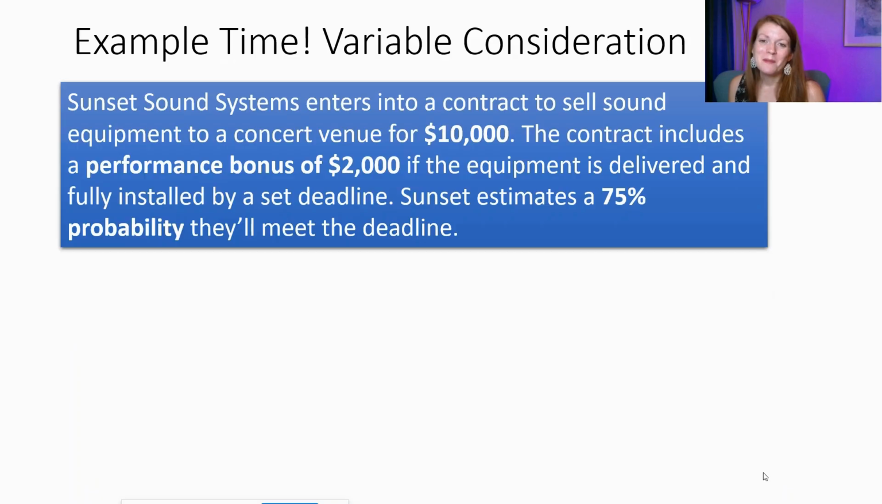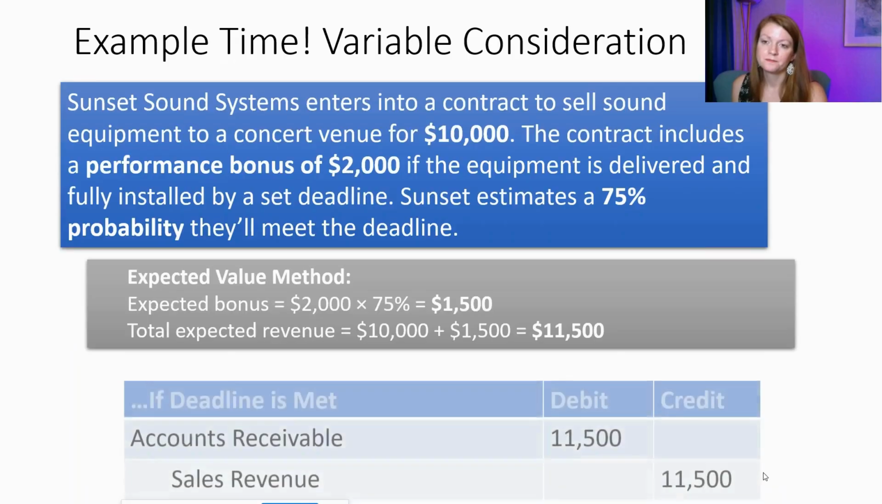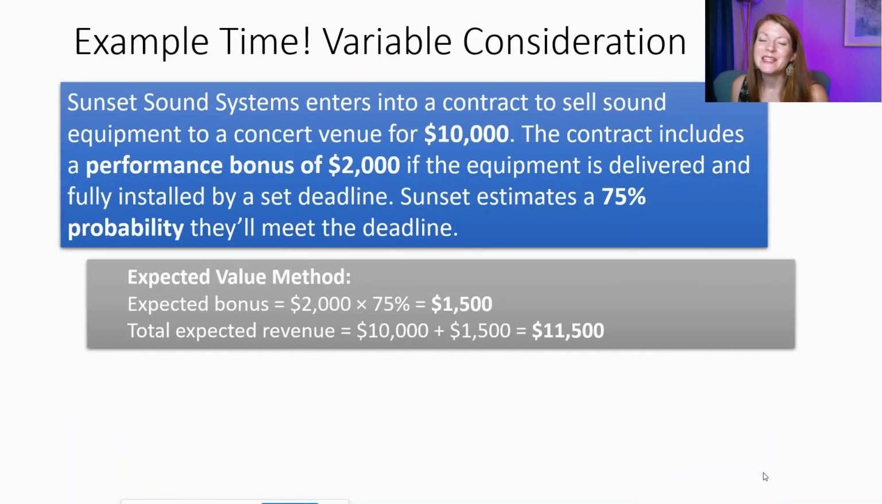So we've got the same company. They enter into a contract to sell sound equipment to a concert venue for $10,000. The contract includes a performance bonus of $2,000 if the equipment is delivered and fully installed by the set deadline. Sunset estimates a 75% probability that they'll meet the deadline. The expected value method is what we're going to do first.